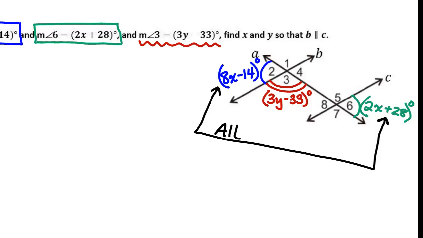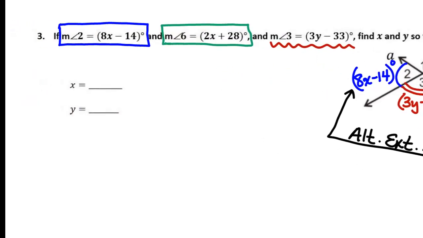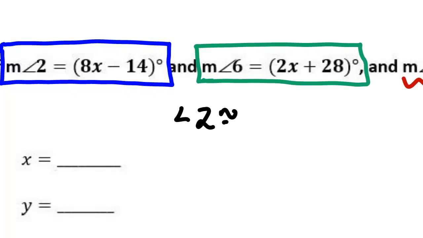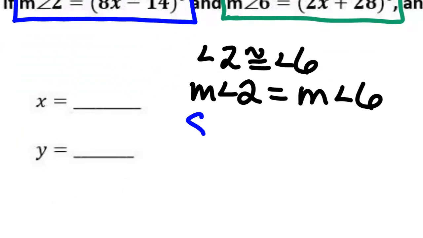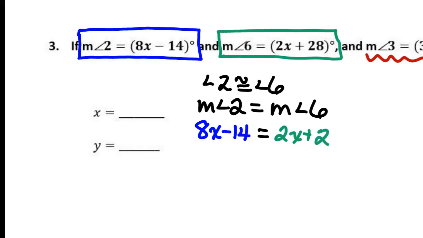Alternate exterior angles. Because they are congruent or supplementary? They are congruent. So angle 2 is congruent to angle 6, so the measurement of angle 2 is equal to the measurement of angle 6. So I have 8x minus 14 equals 2x plus 28. They're congruent because we wanted to do this so that the lines would be parallel. So that means the angles would have to be congruent. That's what would make the lines parallel.